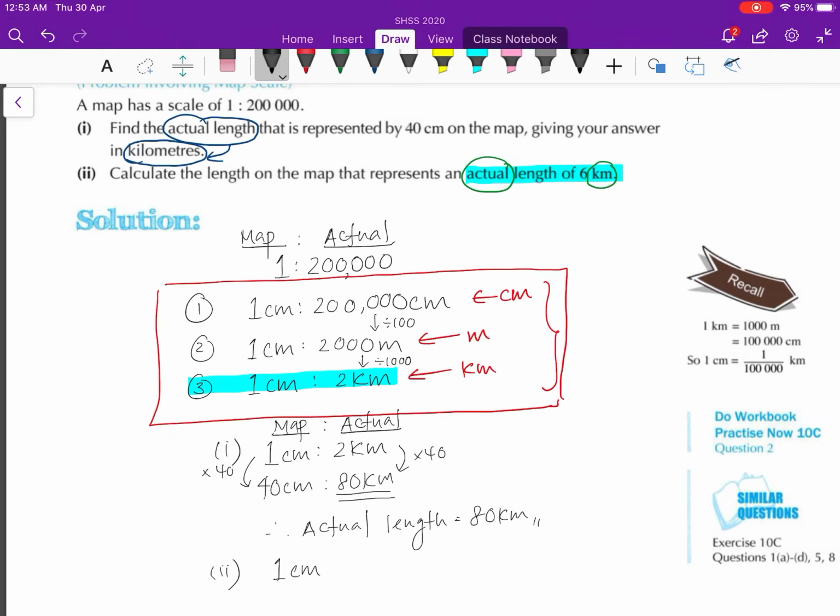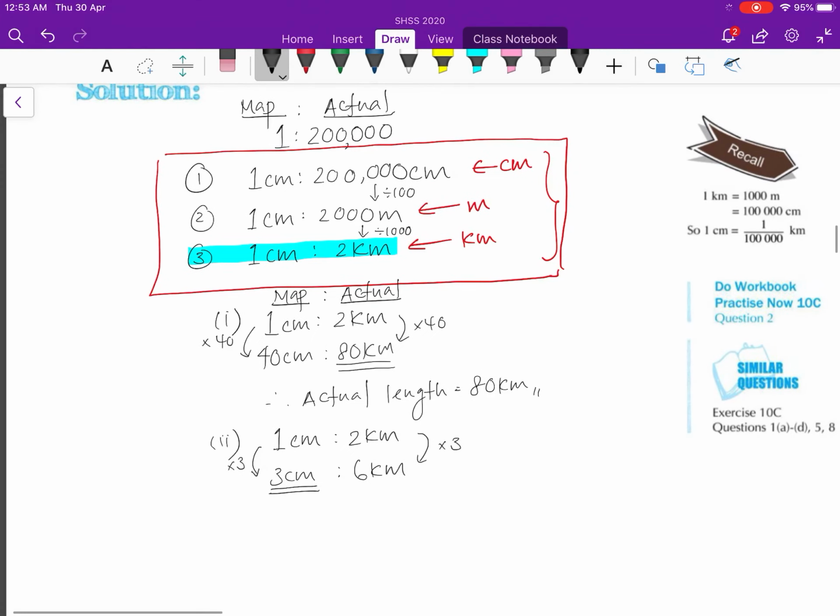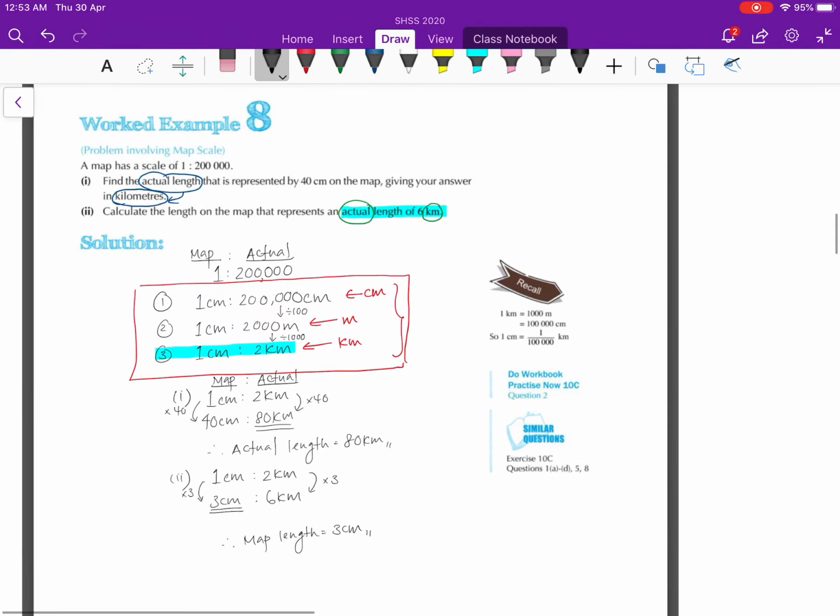So 1 cm is to 2 km. Notice how I always write the scale first. Now, the actual length is 6 km, so of course I put the 6 kilometers on the right side. How to get from 2 km to 6 km? I times 3. So if I times 3 on the right side, I also need to times 3 on the left side, which gives me 3 cm on the map. My answer is 3 cm. But of course, I need to write my working. Therefore, map length is 3 cm. Finish. That's all I need you to learn today.